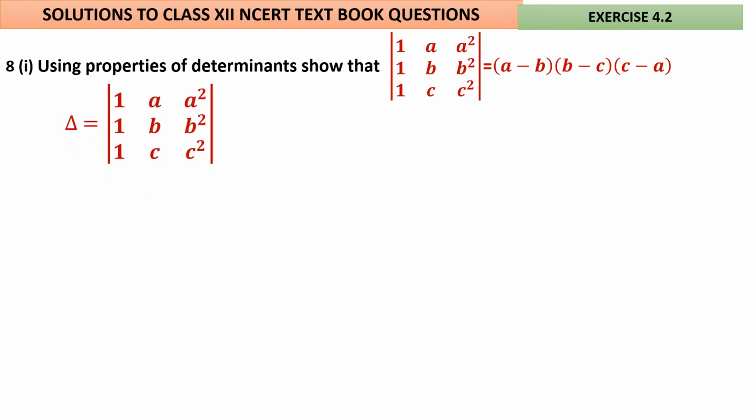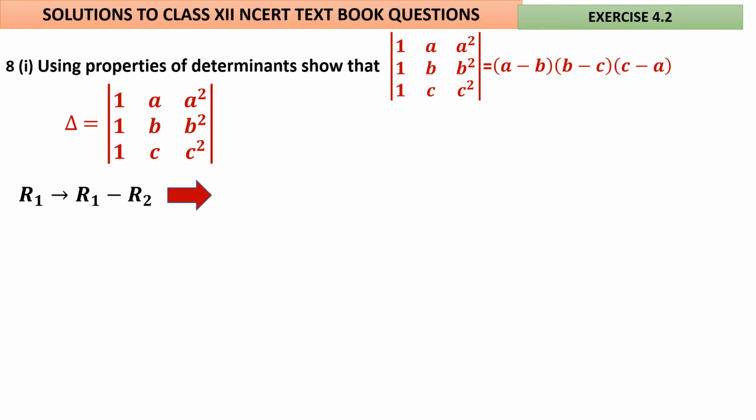How to get a minus b? If I subtract R1 as R1 minus R2, I will get 1 minus 1, a minus b, a square minus b square. I told you, if you want a minus b from any row, the other two elements in that same row also will help you so that a minus b will come outside, because these expressions are cyclic expressions normally expressed in determinant format.